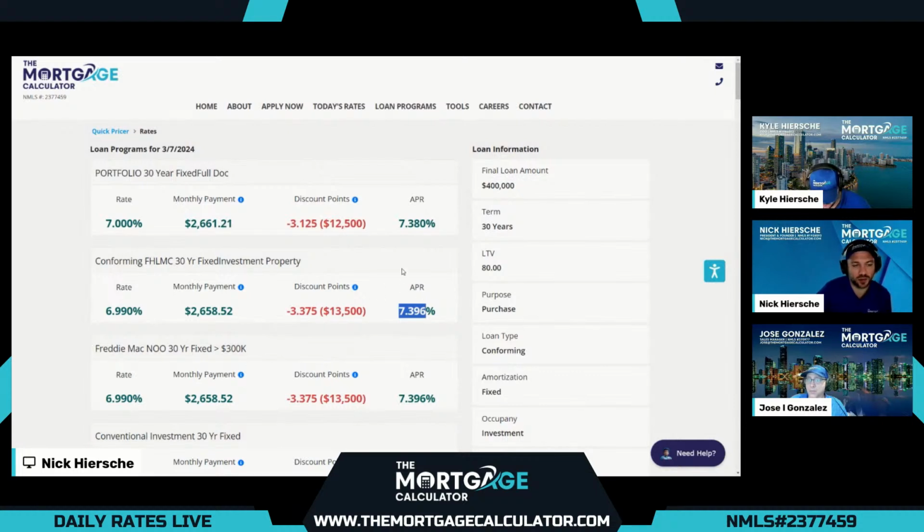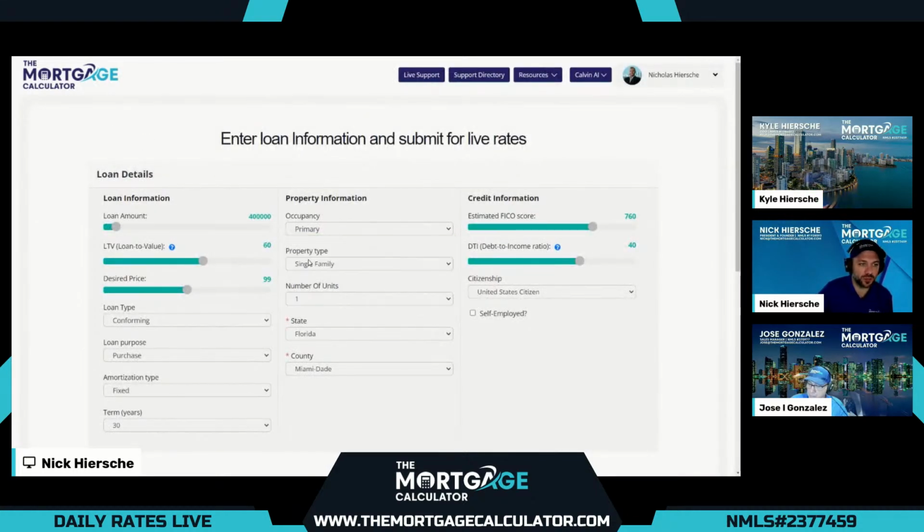But today, portfolio option, a touch cheaper because it doesn't need the loan level price adjustments that are required for the conventional options. So I would definitely recommend our customers check both of these out, but also compare to our non-QM. So for our final example, we'll do investment property again.